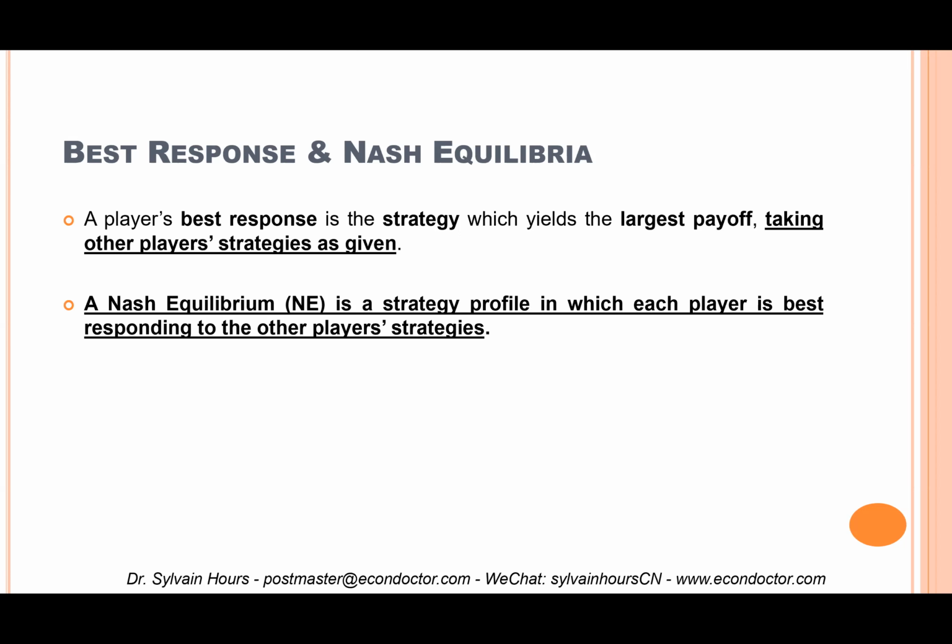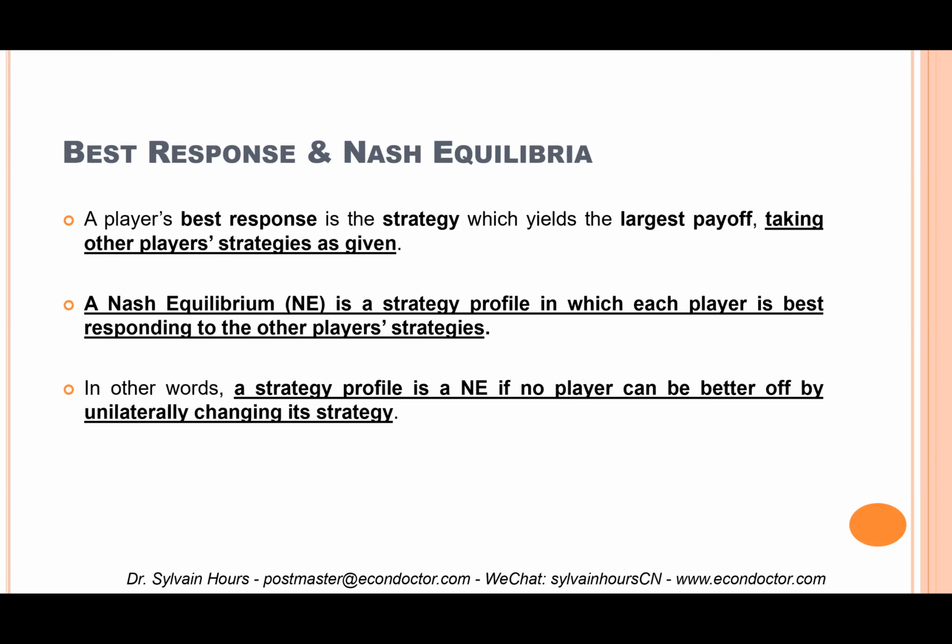So to put it simply, it's a combination of strategies where everybody plays a best response. And because everybody plays a best response, you don't have an incentive to change your strategy. Changing your strategy could only make you worse off. Because everybody plays the best response, nobody has an incentive to change. That's what I write here. And nobody can be better off by changing strategy.